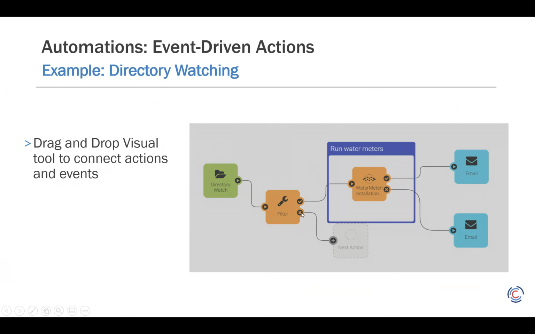We're going to use this filter to make sure that it's the right kind of file. If it is, we're going to launch the water meter workspace. And depending on the outcome, if it's a pass or a fail, there's going to be an email sent. Obviously, a pass would give a passed email, and a fail would give a failure email, or maybe it's going to send it to a different person, or whatever. So that's just an example there.